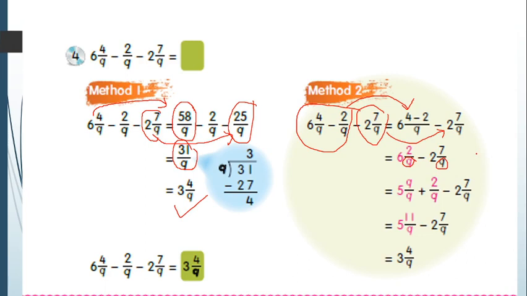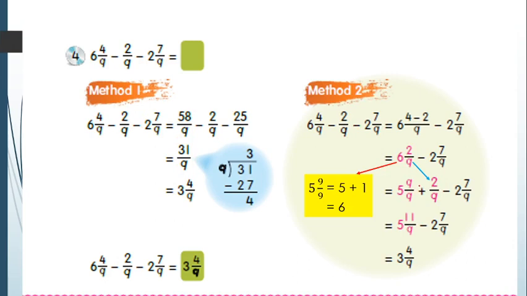You do not need to find the common denominator because the denominator is already the same. But what happened here is 2 minus 7. Can it be done? 2 minus 7? No. So how to do this one? They convert 6 2/9 into this one.